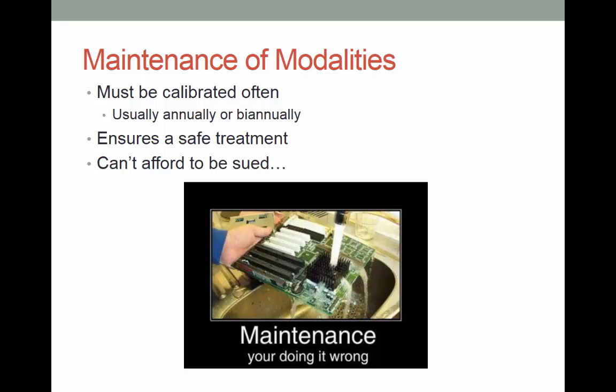One of the ways to minimize the risk of liability is to make sure that all of our modality equipment is taken care of. We must calibrate the equipment. Calibration makes sure that the output listed on the machine is actually occurring and the machine is functioning properly. Modality machines must be calibrated often, usually either annually or biannually, meaning every 2 years. This ensures safe treatment of our patients. We cannot afford to be sued.